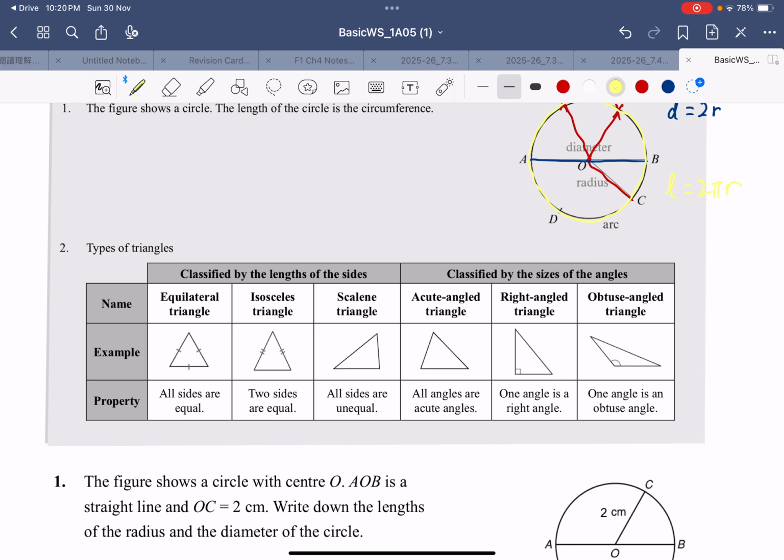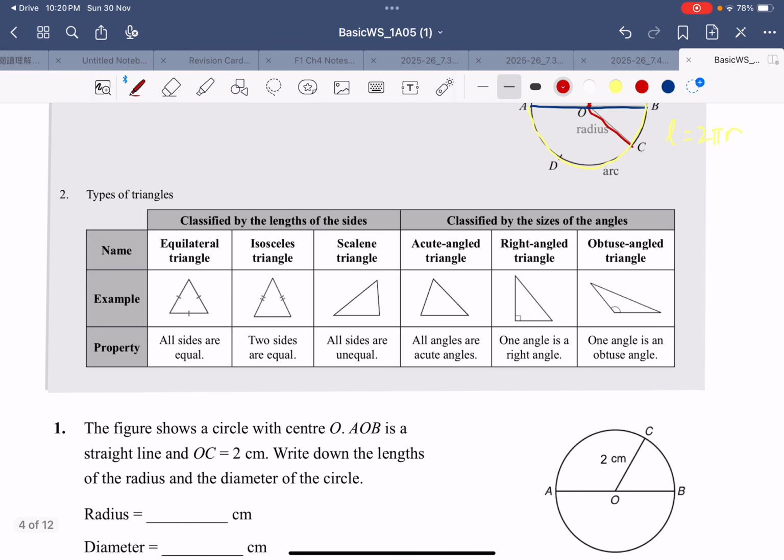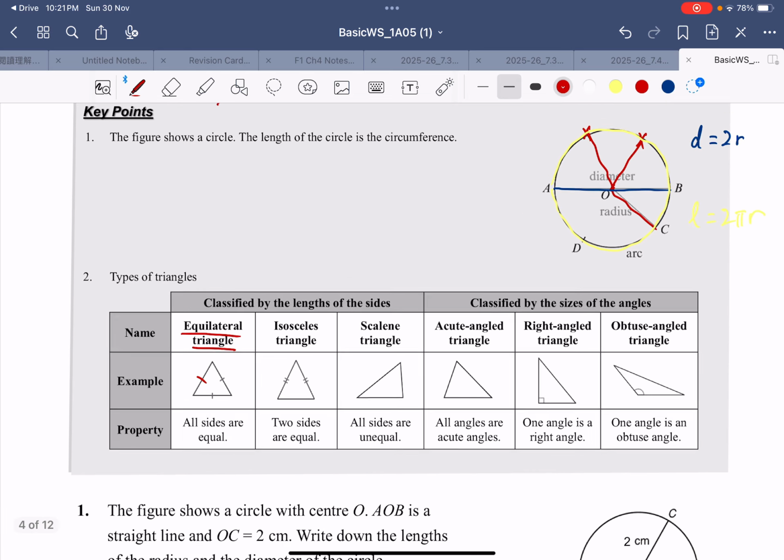So next we talk about some types of triangles. Classify it by the length of the sides. If we have 3 sides are all equal, we have equilateral triangle. Equilateral triangle, 等邊三角形. 3 sides are all equal. Okay, the notation for 3 sides equal is put a dot on each side. Okay, sorry.